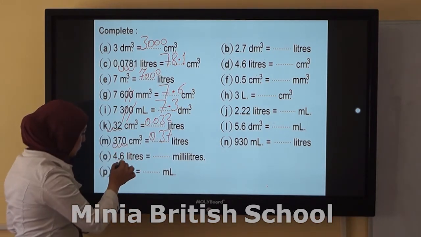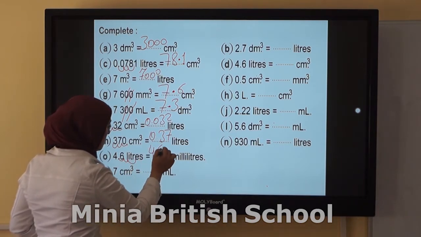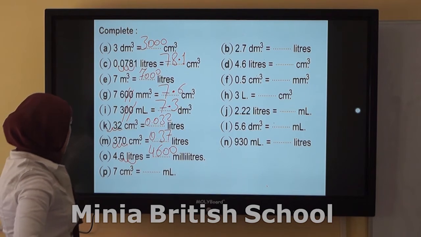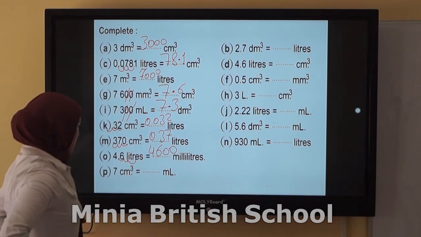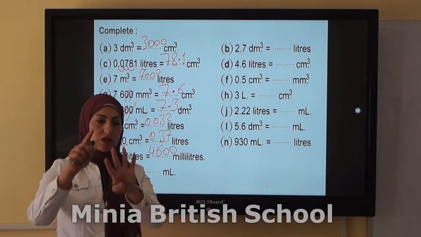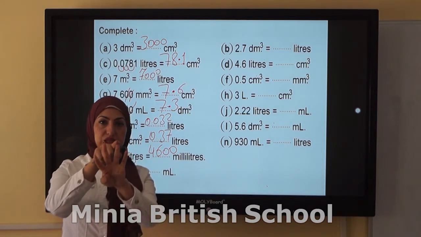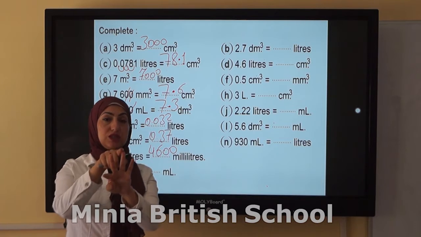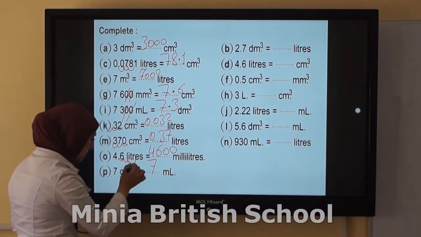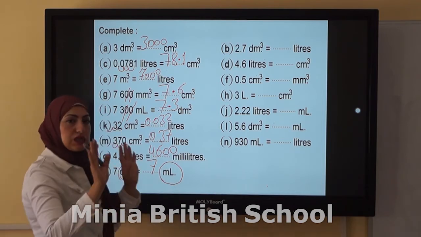So 1, 2, 3, 4,600 milliliters. Okay, 7 cubic centimeter equals how many milliliter? Cubic centimeter, and also it's milliliters, so it's the same unit, so it will be the same number. This unit equals this unit, so it will be the same number.